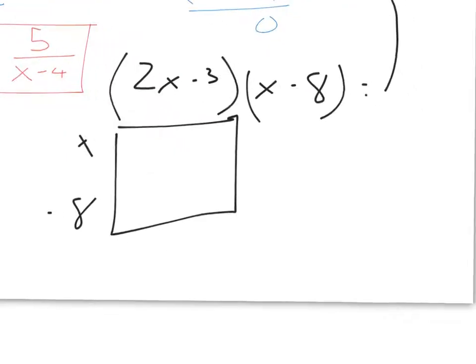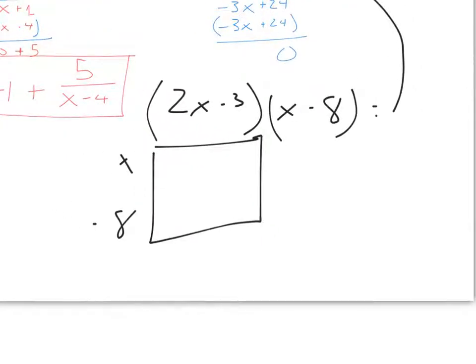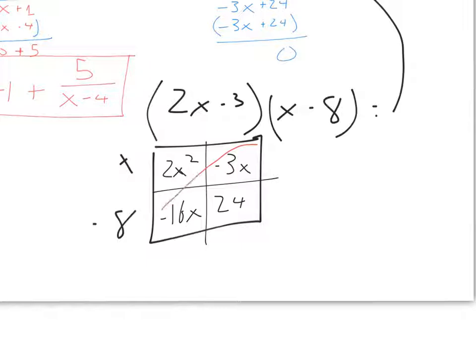I'm going to zoom in here so it's a little bit easier. But let's just kind of play with this. Well, 2x times x, that's 2x squared. X times negative 3, that's negative 3x. 2x times negative 8, that's negative 16x. And negative 8 times negative 3, negative times negative makes a positive 24. Well, these two are like terms, so we can add these together, and we end up with 2x squared, negative 3 and negative 16 makes negative 19x plus 24.